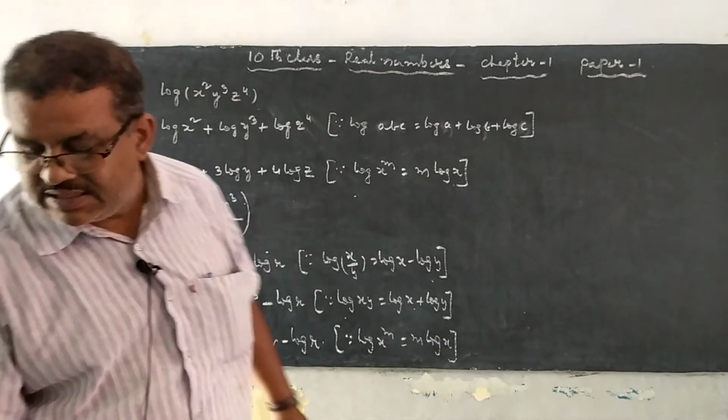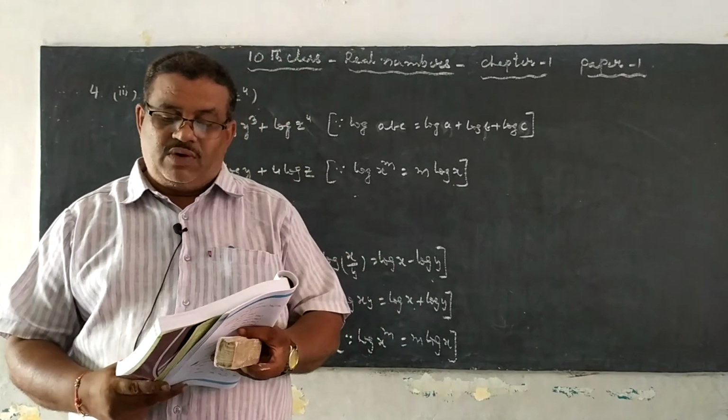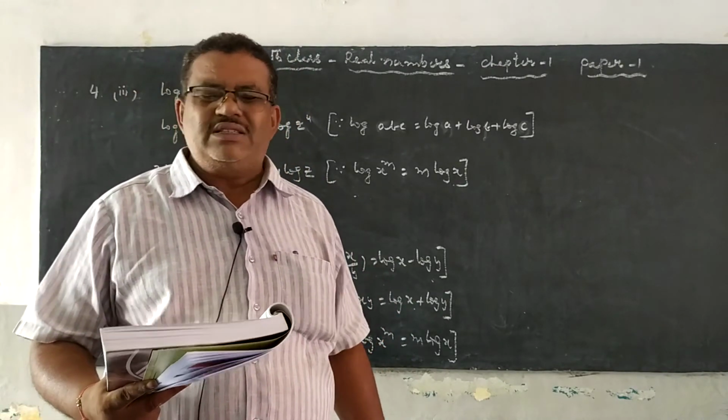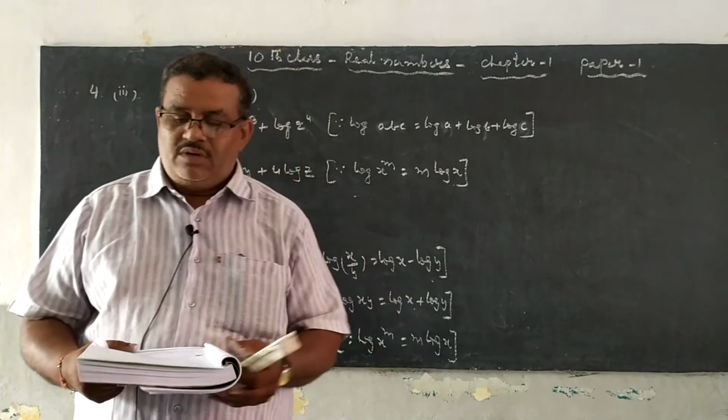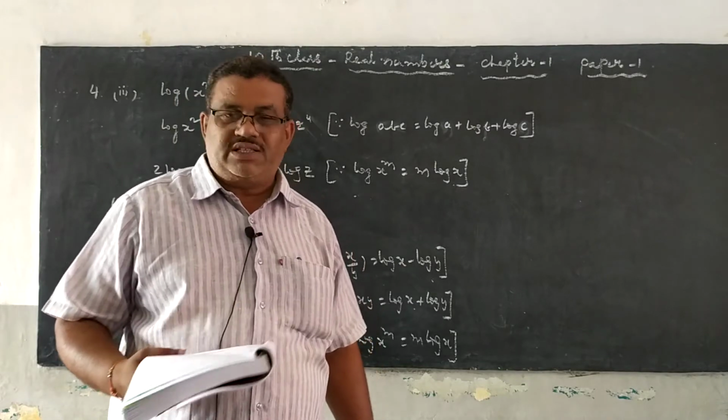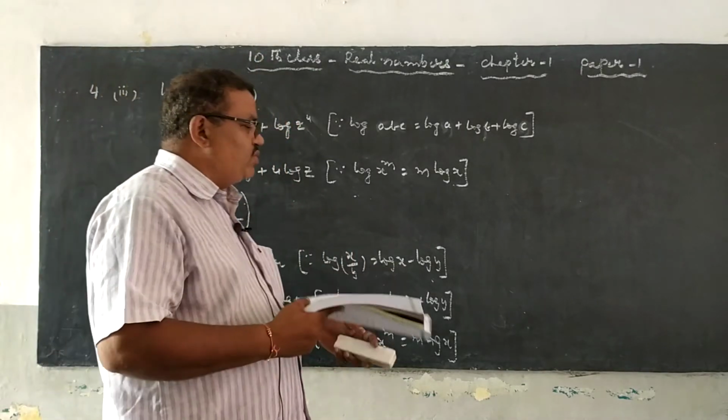Now the next problem is the fifth one. It is a little bit difficult, not difficult, we just have to put in some effort. Log root of x cube by y square. How do we have to do this one?